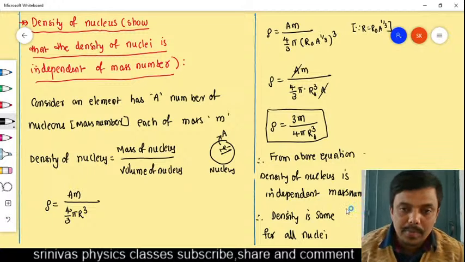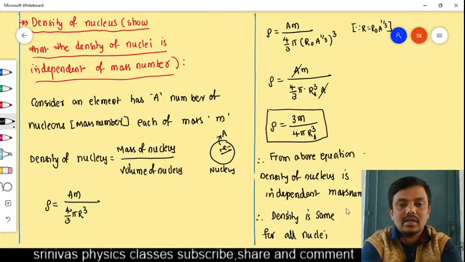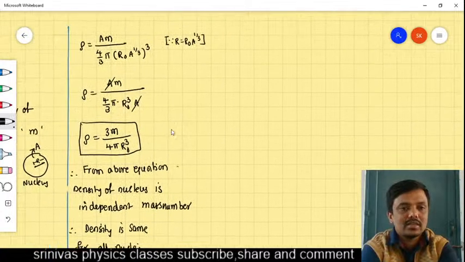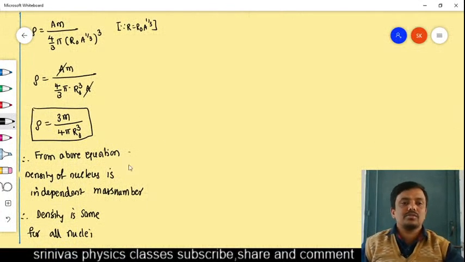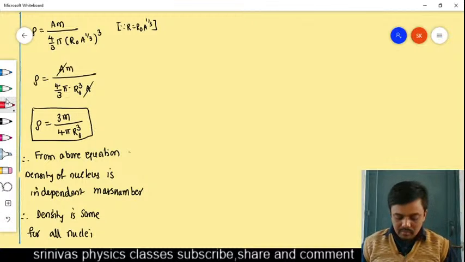Understand? Okay. Now let us find out the density. All the nuclei have the same density, which means what is the value of the density? Just we have to find out. It is very simple to find out.